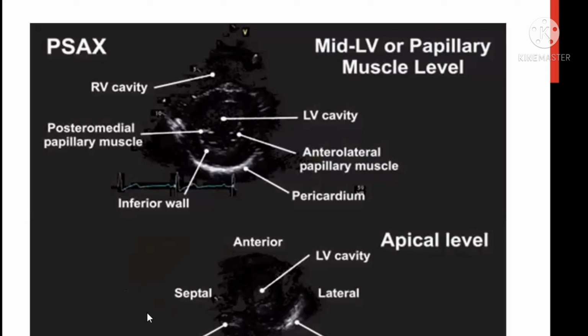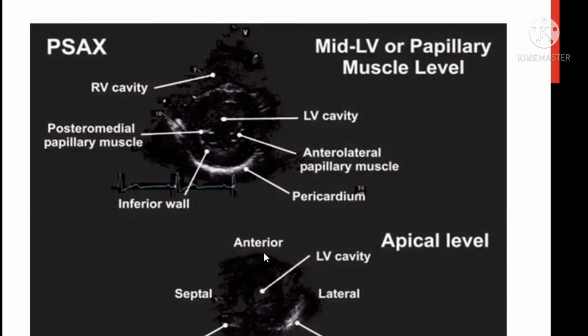Here also the same. Okay. So you have right anterior and posterior papillary muscles, and then you have LV, a little bit of RV. Now it comes only to the apex. Okay, it's almost the same as the previous. So here you see only anterior, lateral, inferior, and septal. You don't see the posterior or the apex.